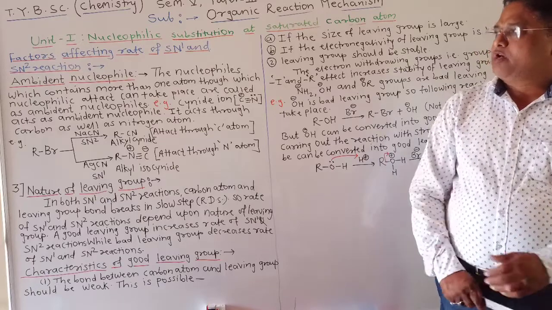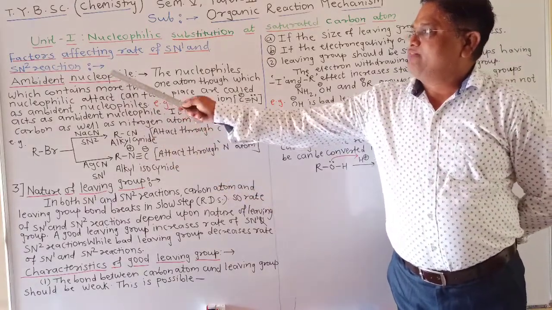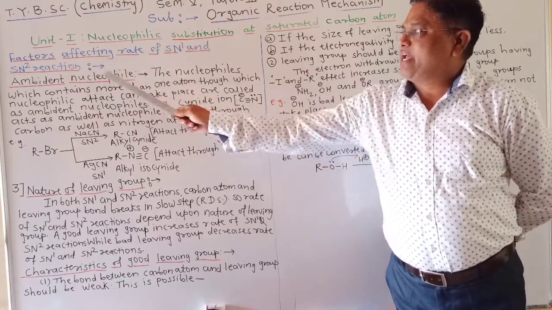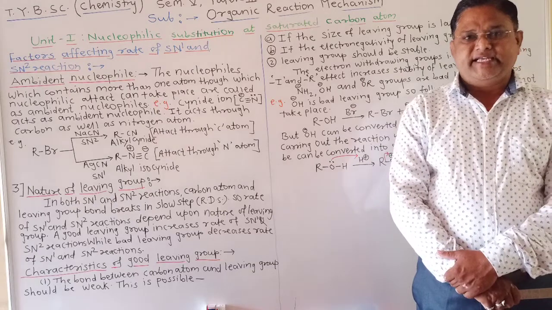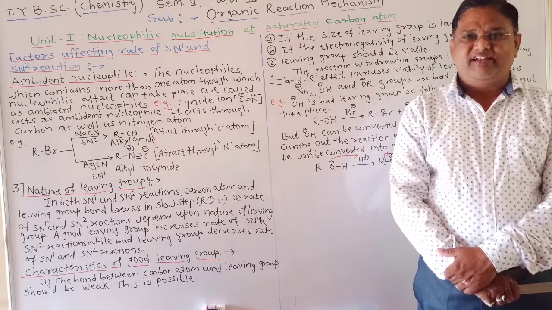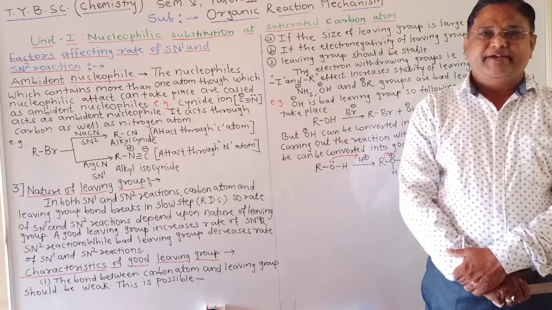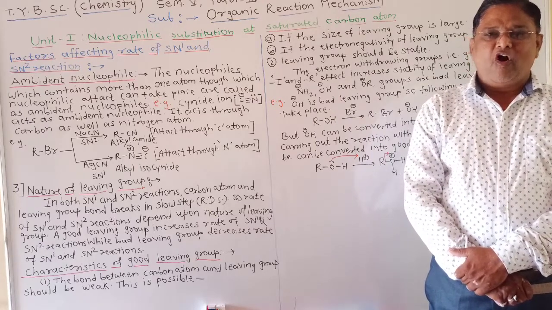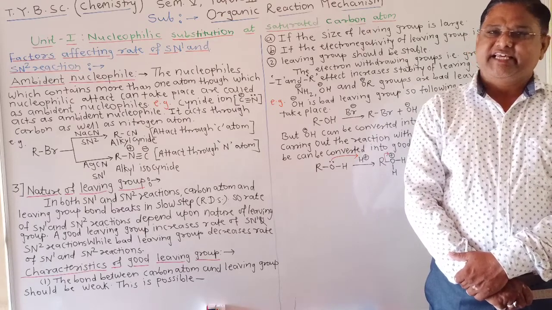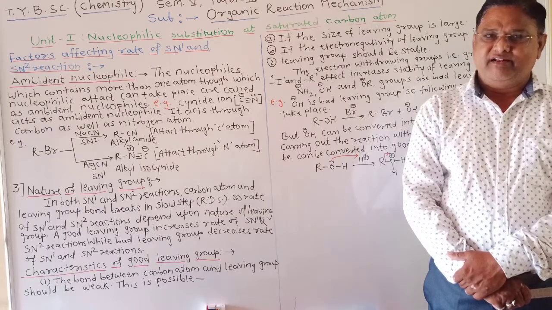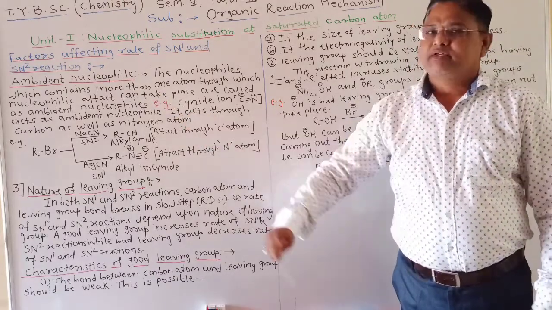Today we are going to learn the effect of ambident nucleophile on the rate of SN1 and SN2 reactions. First of all, we should understand what is meant by nucleophile. Any atom or species containing a lone pair of electrons, or electron rich and denoted by negative charge, is called a nucleophile. Now come to the point, ambident nucleophile.